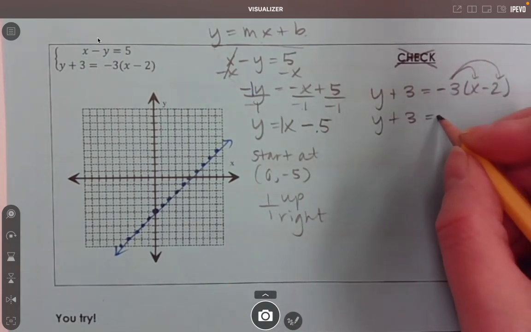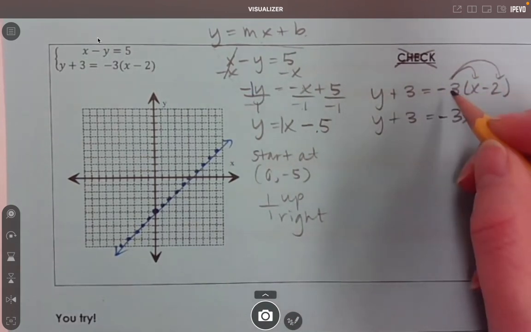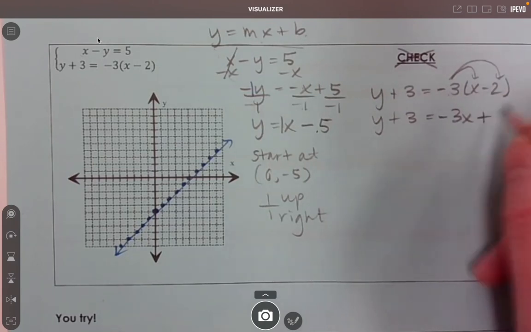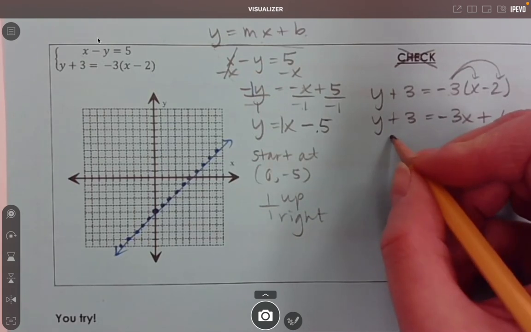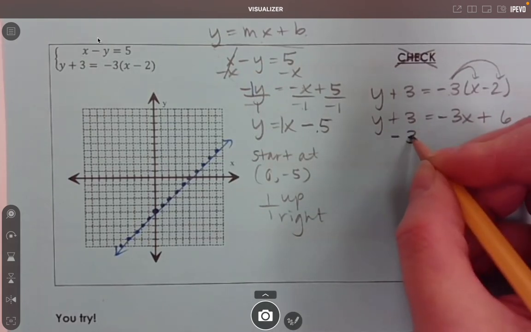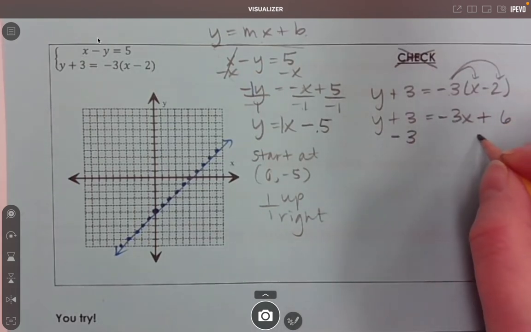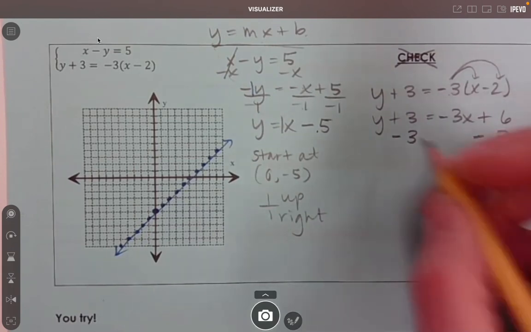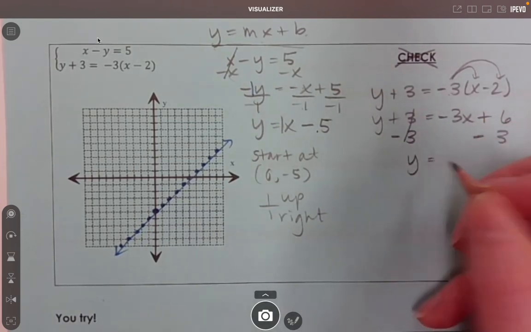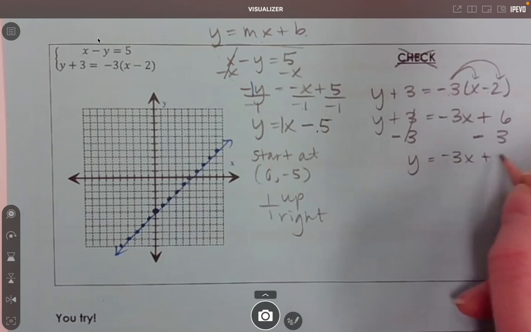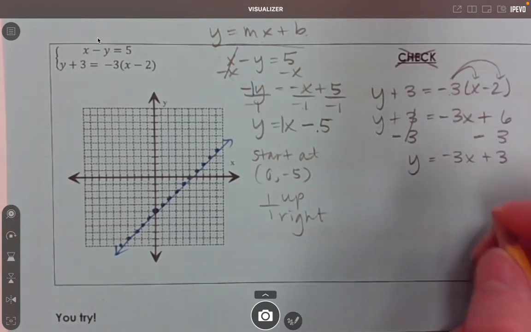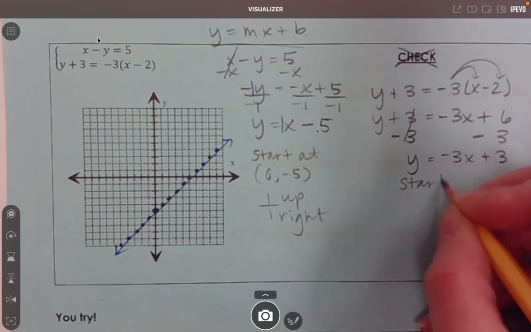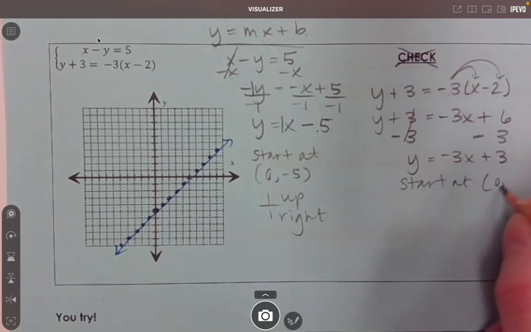So we'll go ahead and distribute. That'll give us a negative 3x. And then negative times negative is a positive. 3 times 2 is 6. And now to get y by itself, I'd have to subtract 3. 3 is just a constant, so when I subtract it on this side, I want to line it up underneath the 6, which is another constant. So now I have y equals negative 3x plus 3. So I have a slope and a y-intercept again. So this time we're going to start at 0, 3.